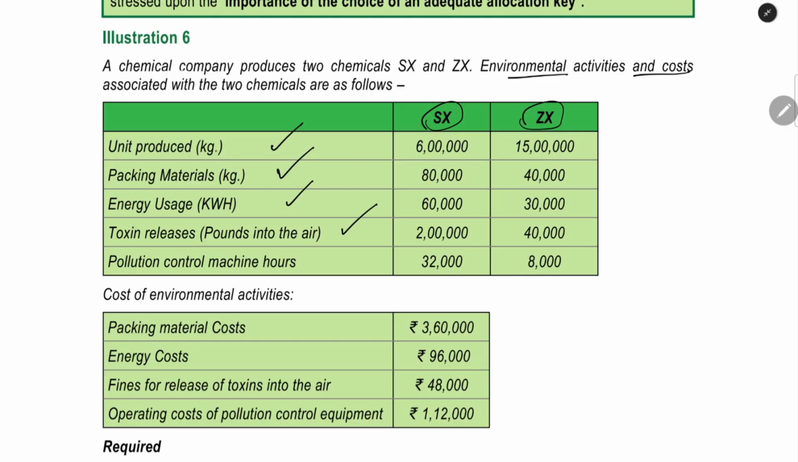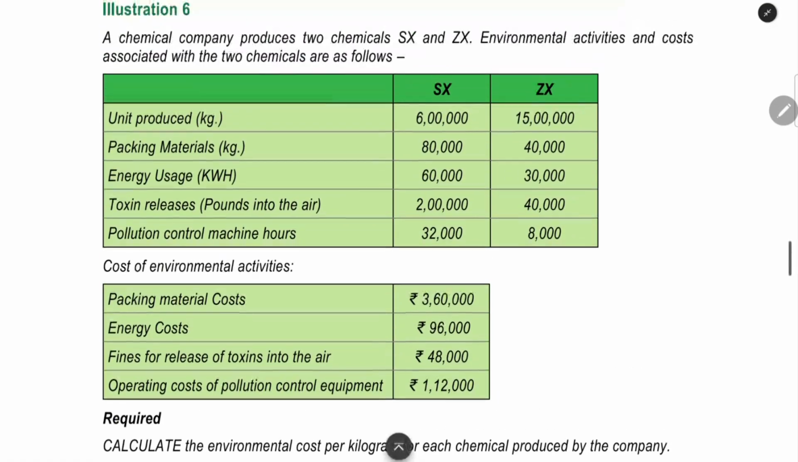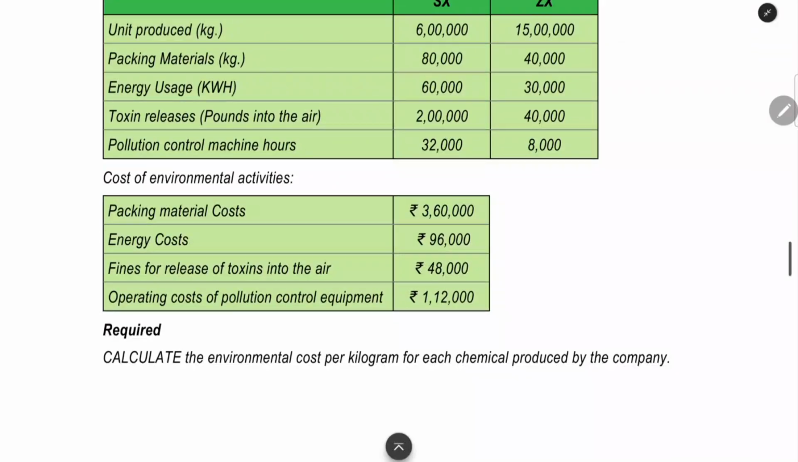Toxin releases. By producing the chemical, you are polluting the environment. How much toxins you are releasing for the product. Pollution control machine hours, that is also given here. Now, cost of environmental activity. When you are producing a chemical, you have to do environmental activity also. That activity cost they have given here. What is given above are the cost driver units: kilogram, kilowatt hour, pounds into the air. Everything is the cost driver units.